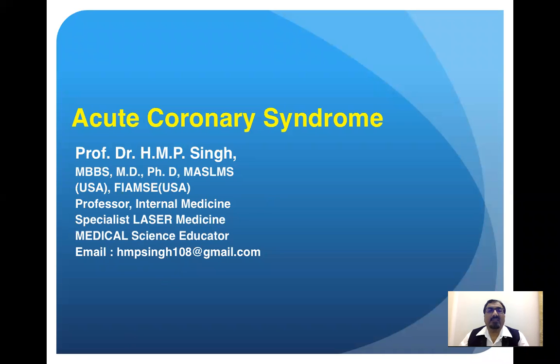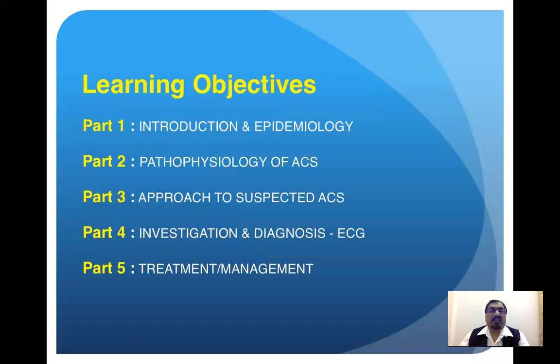As you know, this is one of the very important topics for our undergraduate program, and I am going to discuss this in 5 parts. In the first part, we will deal with the introduction and epidemiology, followed by pathophysiology of acute coronary syndrome. Approach to suspected acute coronary syndrome, what should be our approach? Then how are we going to diagnose, particularly with ECG, which is a very important tool, and then a brief on the treatment and management.